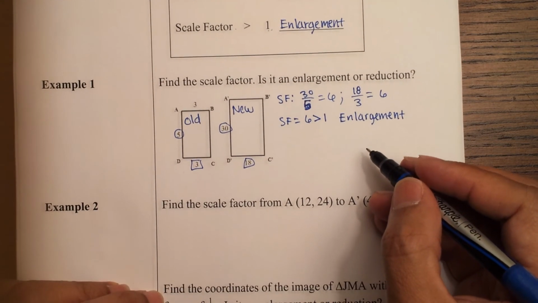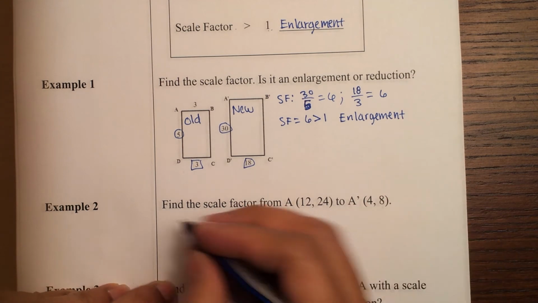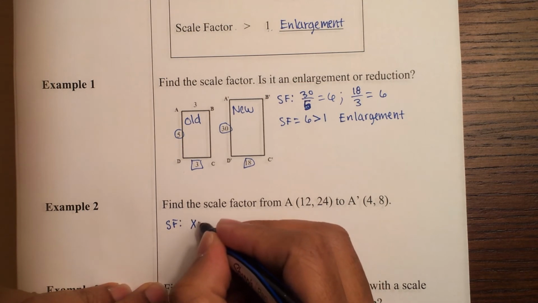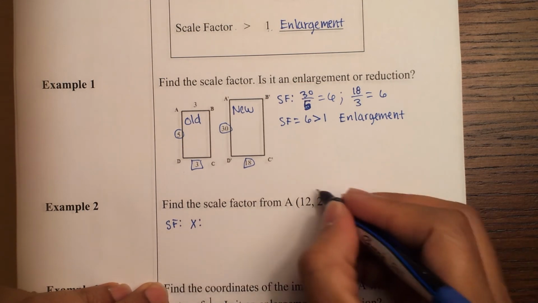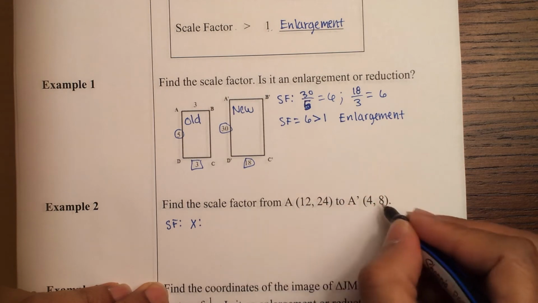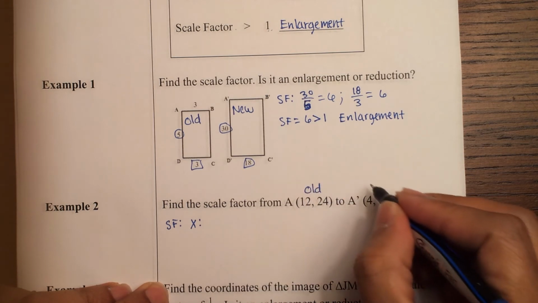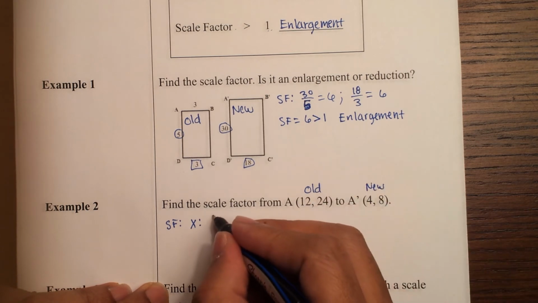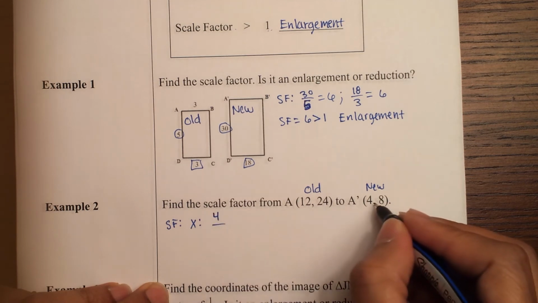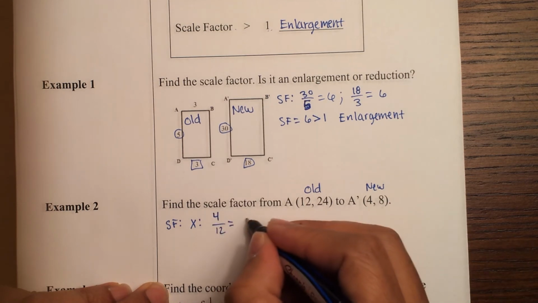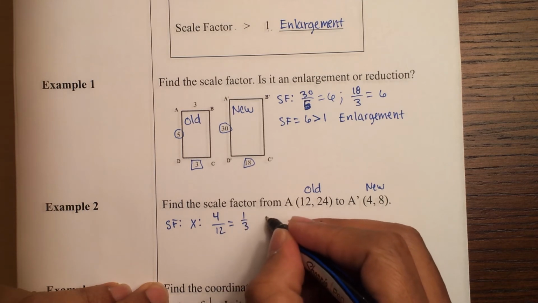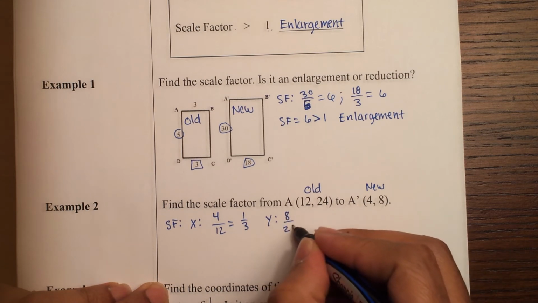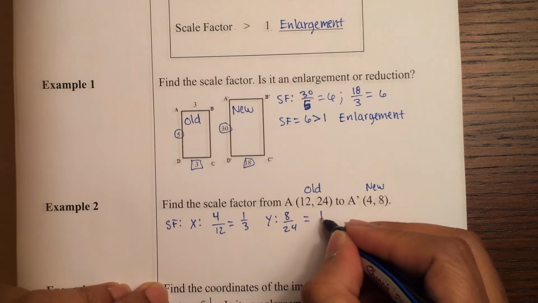The second example, we're given coordinates. Okay, so we do the same thing. We're going to find the scale factor, and we're going to start with the x values. So for x, this is the old, because that's A and this is A prime, so this is the old coordinates, and these are the new coordinates. So new over old. So for x, 4 over 12, and that reduces to 1/3. And then for y, it's 8 over 24, and that also reduces to 1/3.